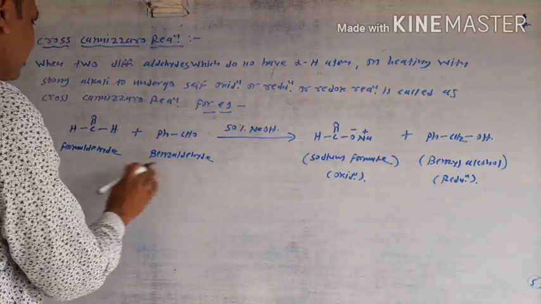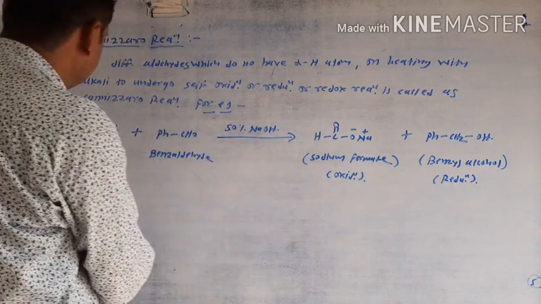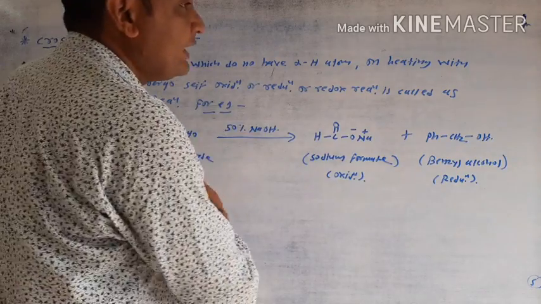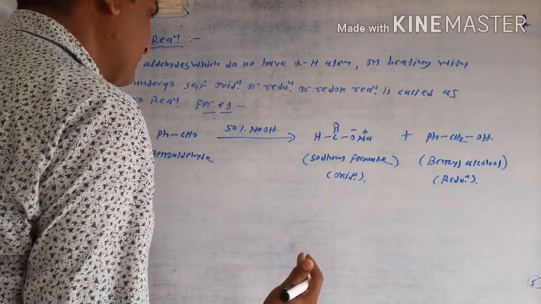Here two different aldehydes take part in the Cannizzaro reaction. In this way, this type of reaction is generally called a cross Cannizzaro reaction. That is the very simple meaning of the cross Cannizzaro reaction.